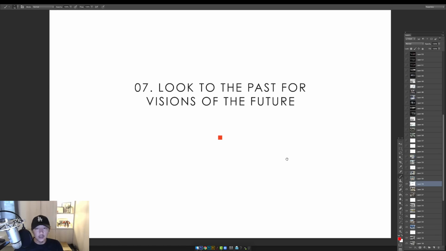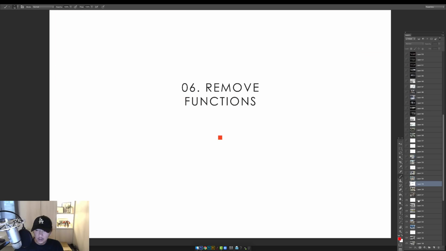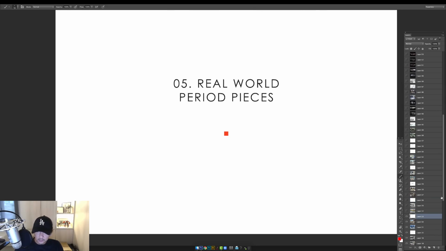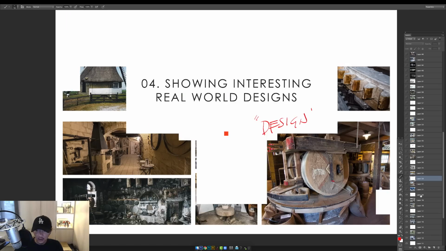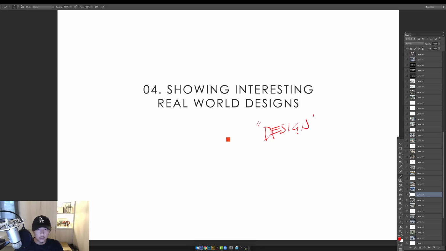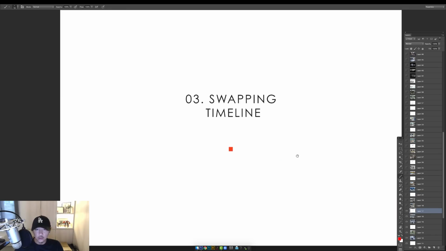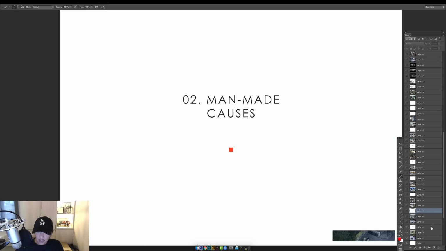Next, we have look to the past with visions of the future. We have remove a function. We have real world period pieces, in which you don't have to design anything. We have showing interesting real world designs, not just time period, but anything, so you don't have to design anything here either. Swapping timeline, which is used all the time. In fact, we talked about Jurassic Park earlier. That's exactly what Jurassic Park is. You bring something from a prehistoric time into the modern world, and boom, you have an entertainment product. So you design that.